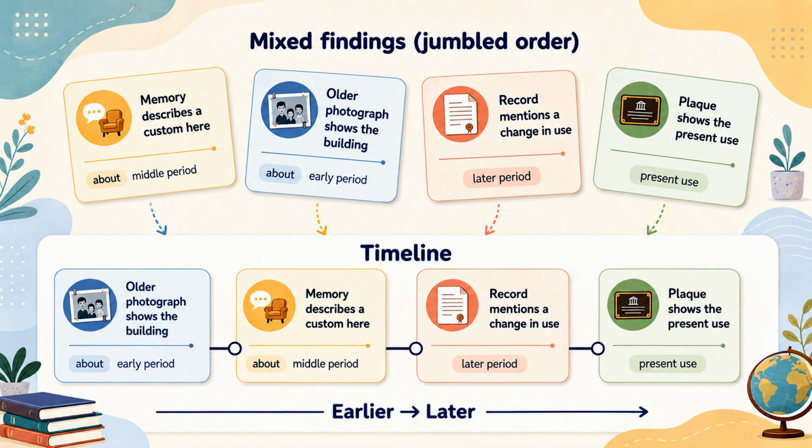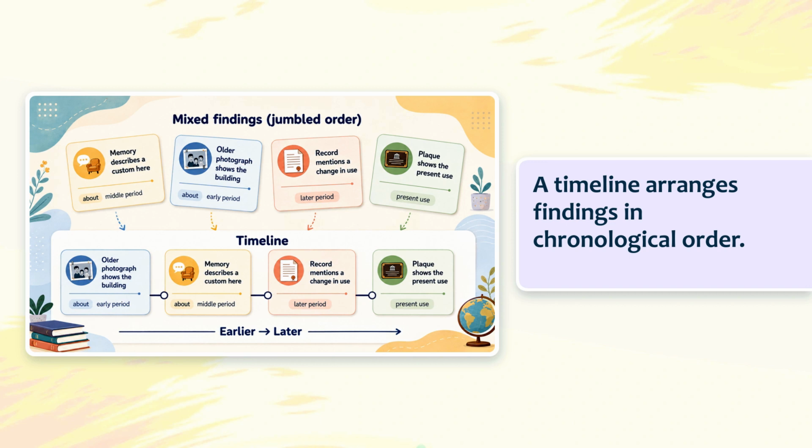Look at the same findings above and below. At the top, they are mixed. At the bottom, they are arranged from earlier to later. A timeline places findings in chronological order so we can see sequence clearly. When a date is only approximate, the timeline should show that carefully rather than inventing an exact year. The lower row turns scattered notes into a time pattern.